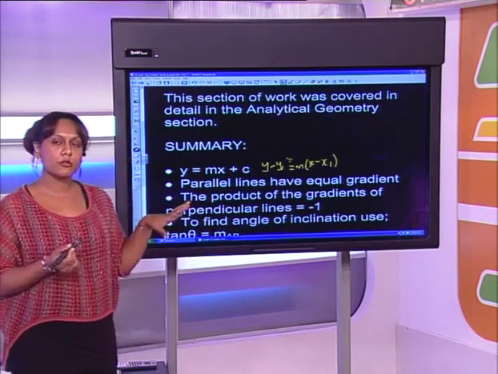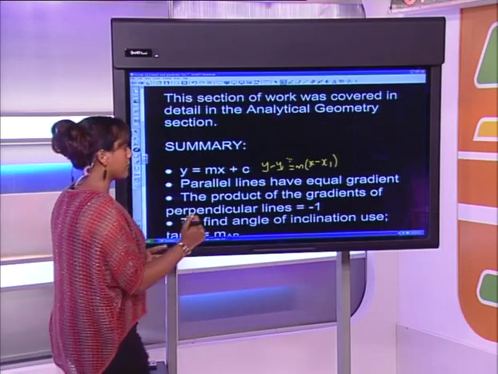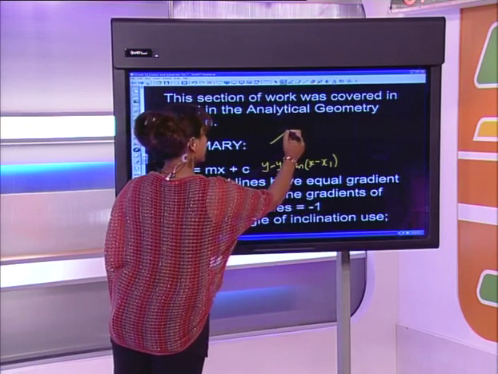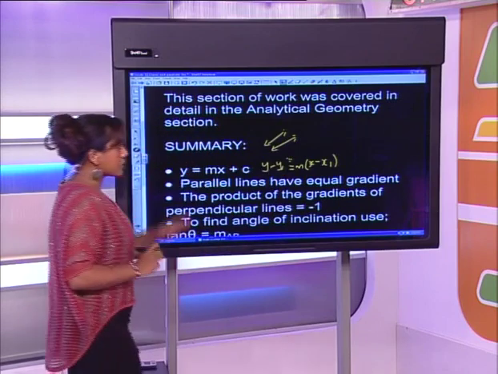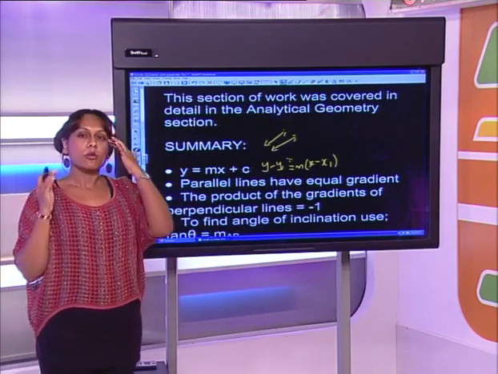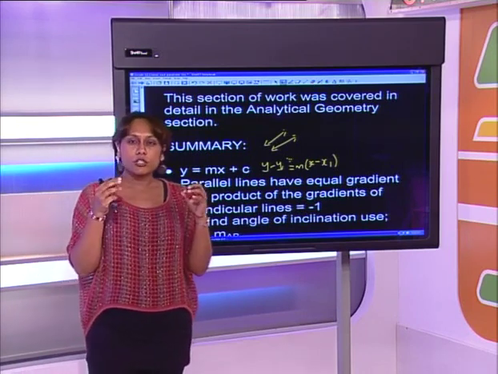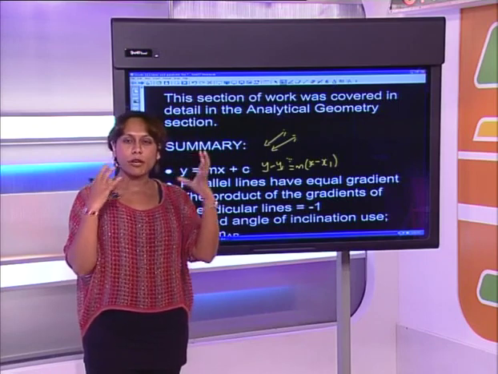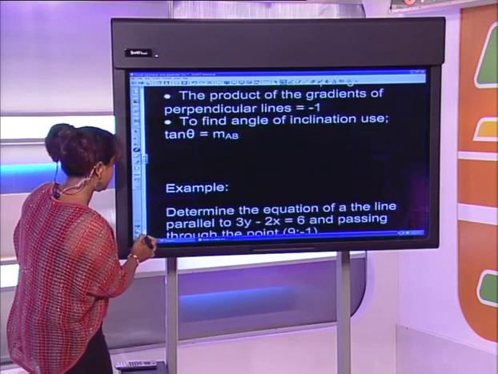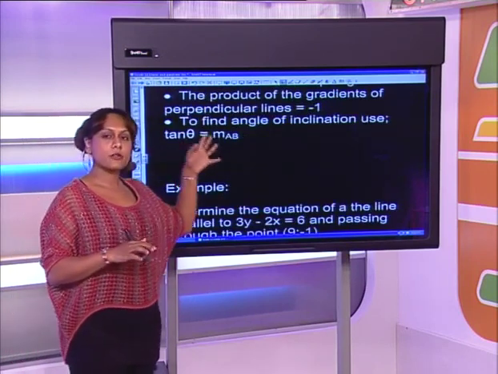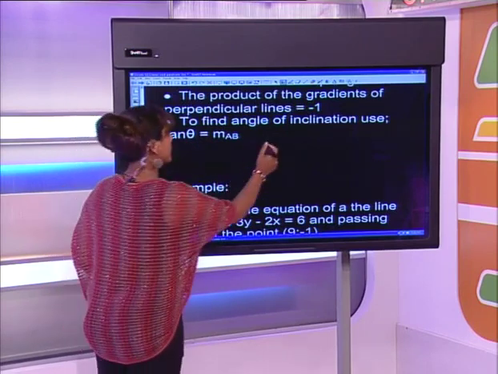Another important point to remember is that parallel lines have equal gradients. If you have two lines that don't touch each other, they're parallel. Remember, parallel lines never meet. So two lines that are parallel will have equal gradients. It's some of the terminology you need to remember, because when we do those harder questions you need to recall all of this theory. Another thing you need to remember about gradients is that the product of the gradients of perpendicular lines is equal to -1. Let me show you what we mean.